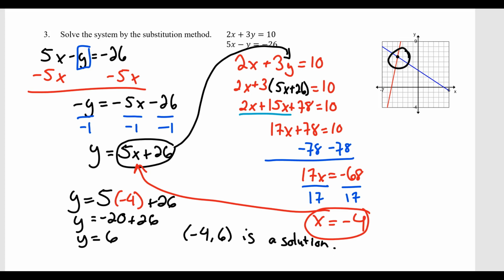Okay, so this is the substitution method. We're literally taking one equation and plugging it in for a variable in the other equation. So try a couple with substitution, and then we will look at the other method.